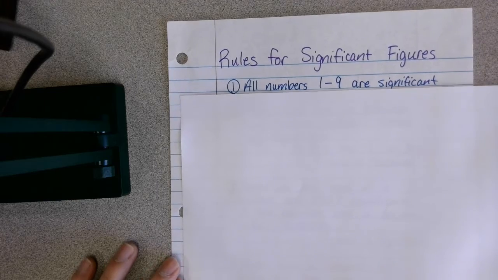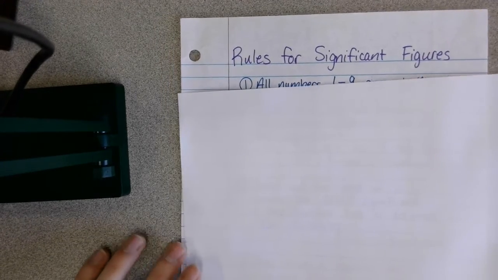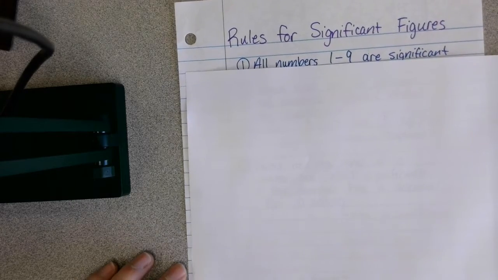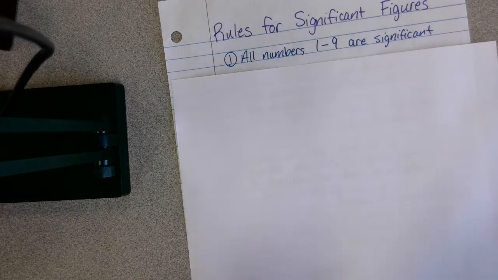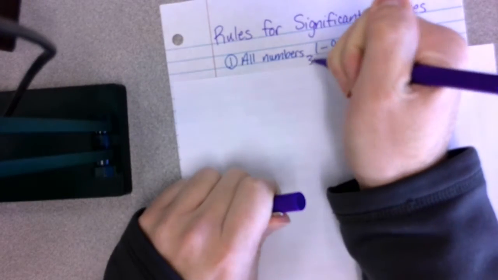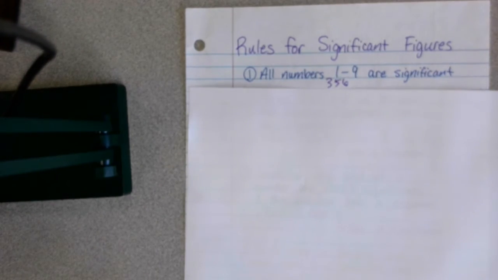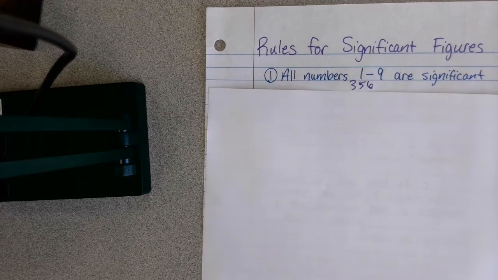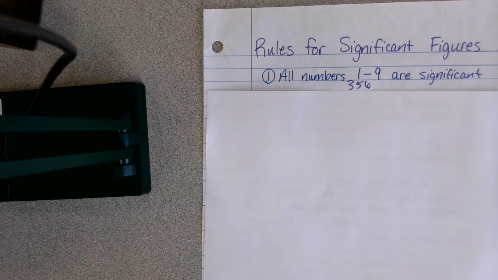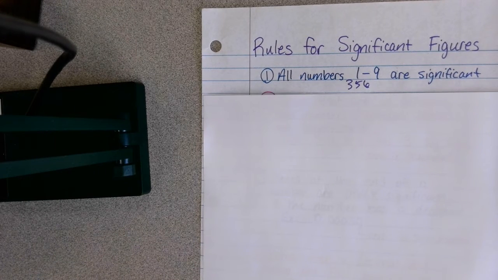Alright, the first rule states that all numbers 1 through 9 are significant. So if you have a number, let's say we have the number 356, this number has 3 significant figures. So if you look at a number and it has all 1 through 9s, then all of those numbers are going to be significant. But things get kind of tricky whenever we start adding zeros.